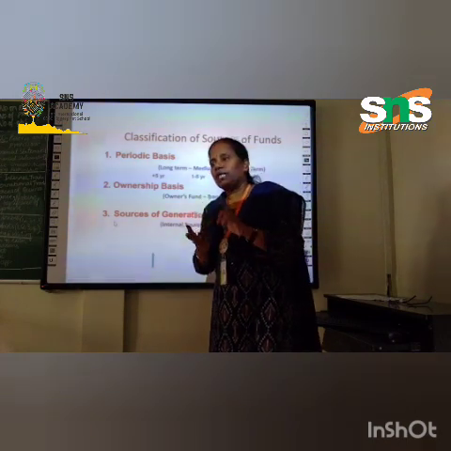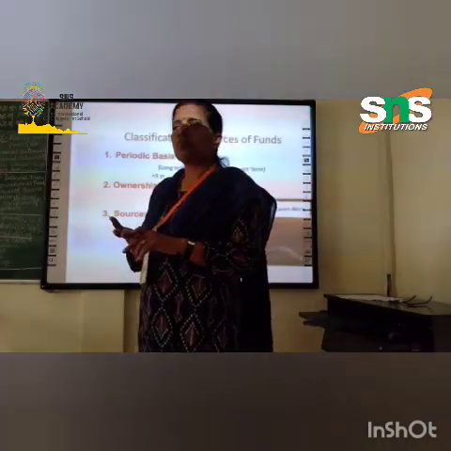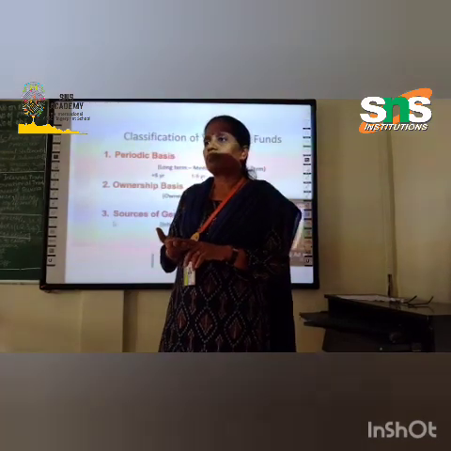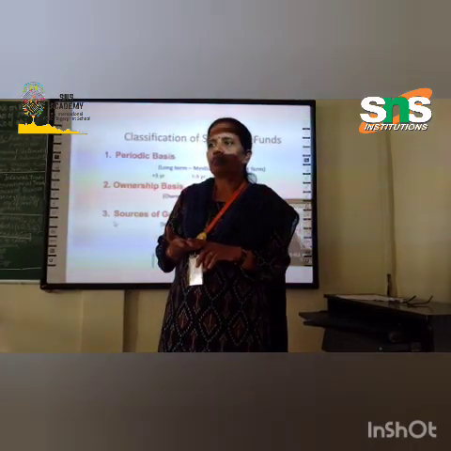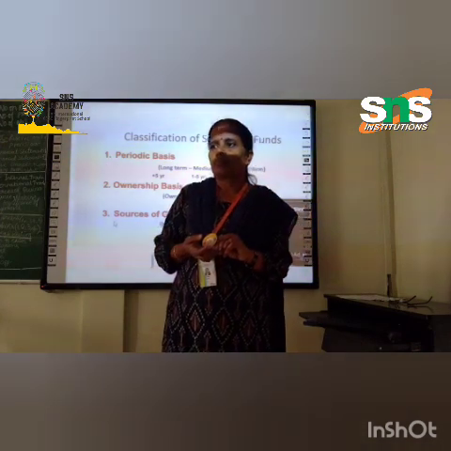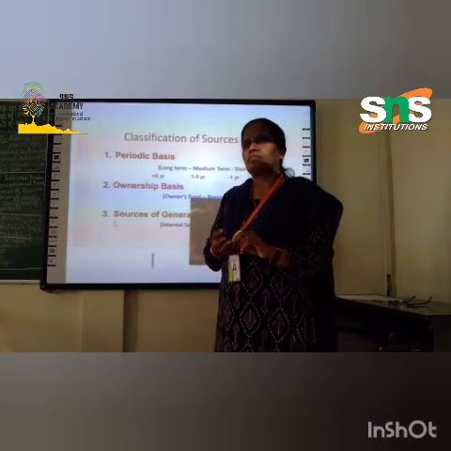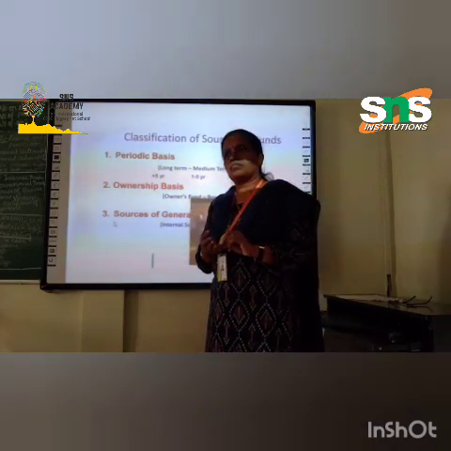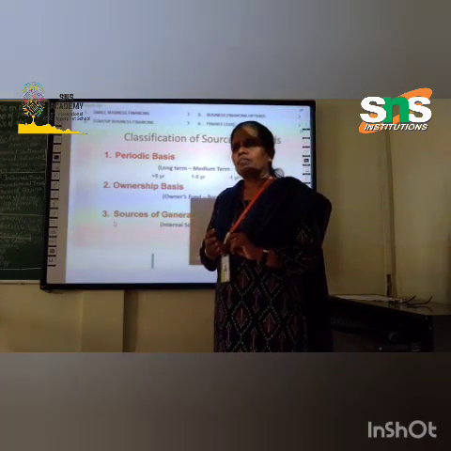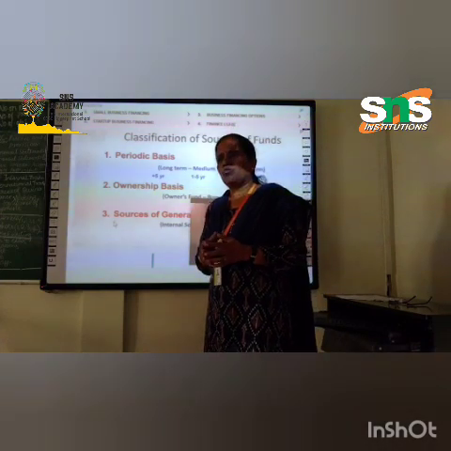Next, medium term. The funds required for a period of more than 1 year but less than 5 years are medium-term sources of finance. These sources include borrowings from commercial banks, public deposits, lease financing, and also from financial institutions. What will be the uses of this medium term? Examples are bank loans, commercial bank loans.